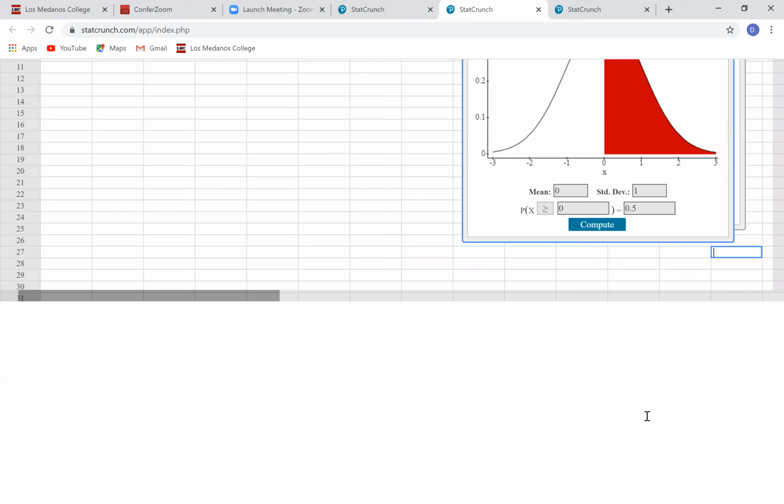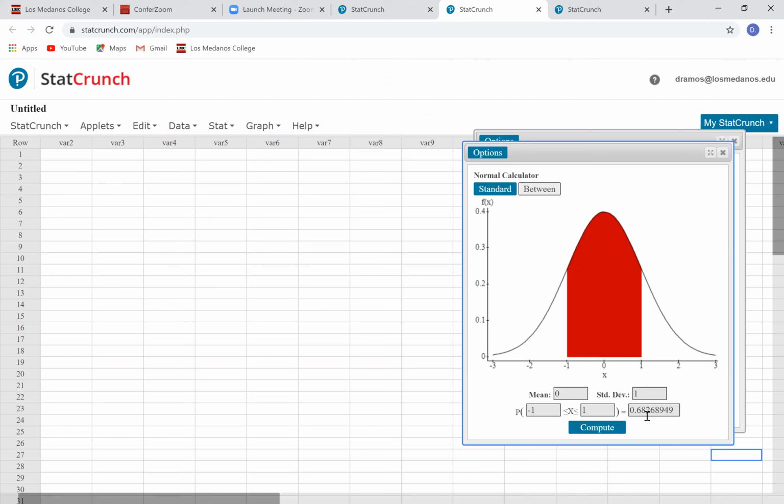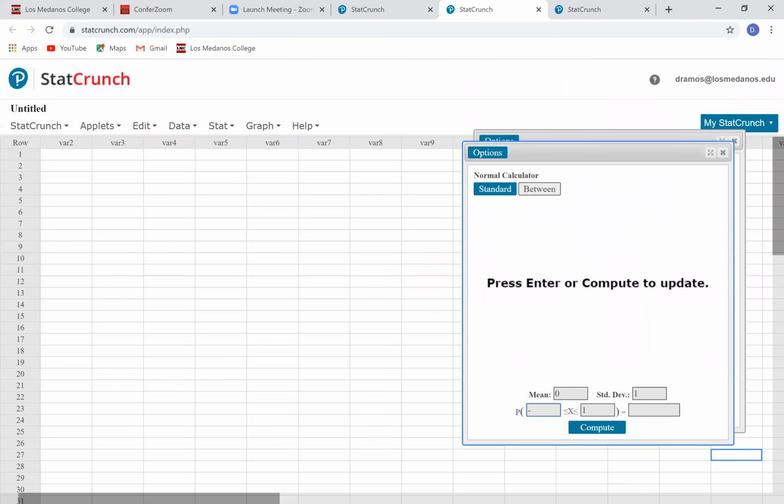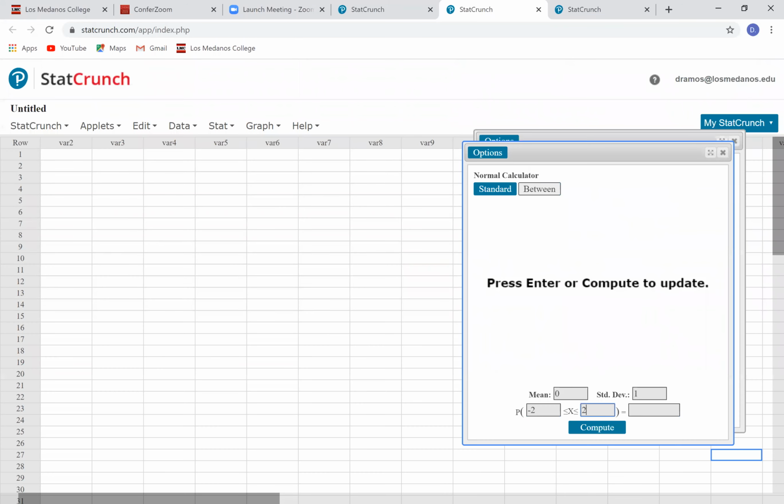A little bit, another option you can have here is if you choose between, then you can enter the area between -1 to 1, for example. We know that's 68%. That's why it's 0.68. For -2 to 2, we know that's around 95%. So we can actually calculate areas in between as well.